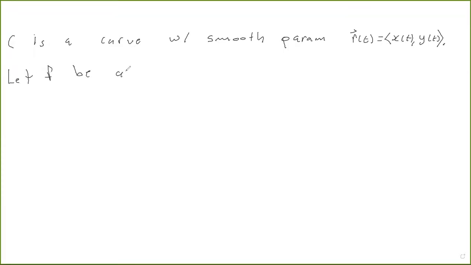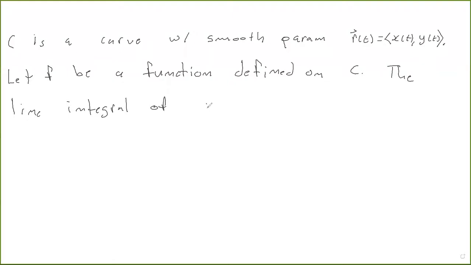f be a function defined on C. Then the line integral of f on C is the following. So the line integral, this is the notation, integral over C of f ds, so this C is the curve, so that means we're taking an integral over a curve of the function f with respect to what's called the arc length measure.